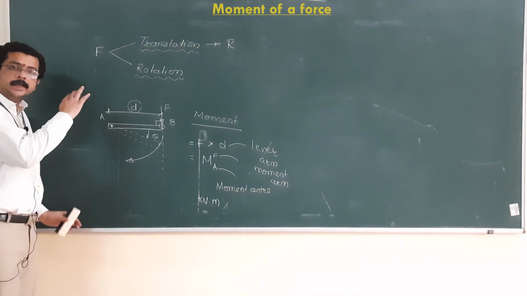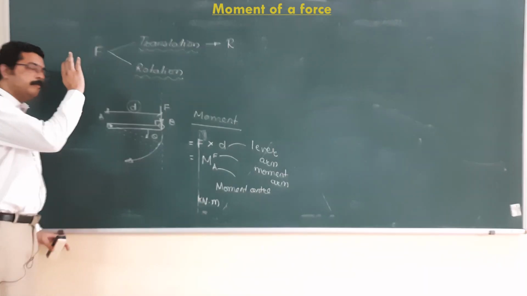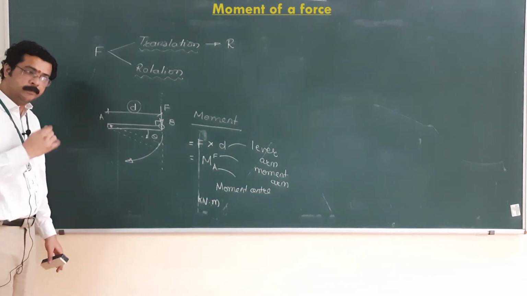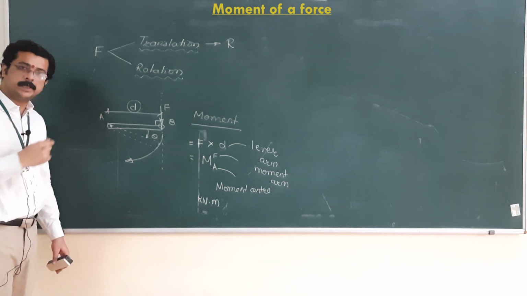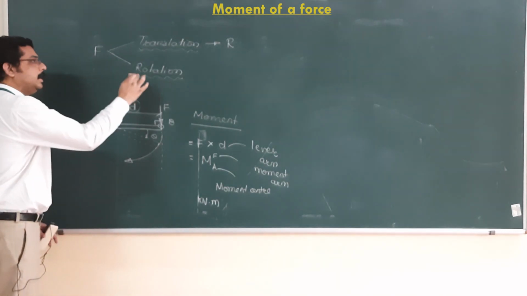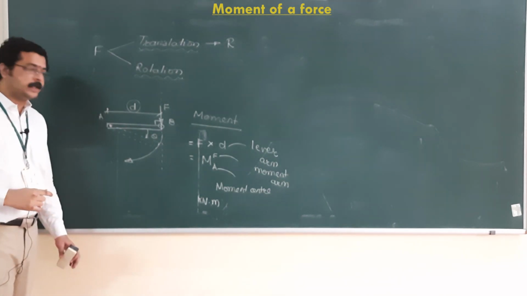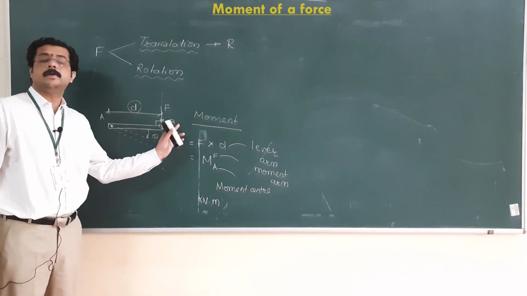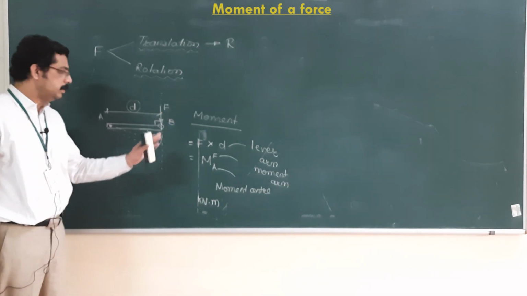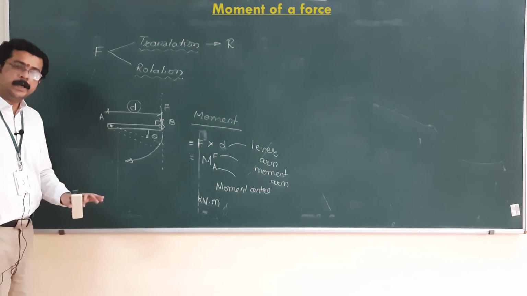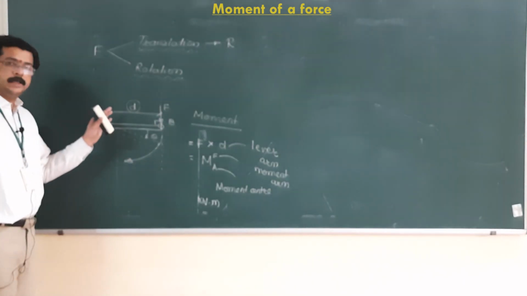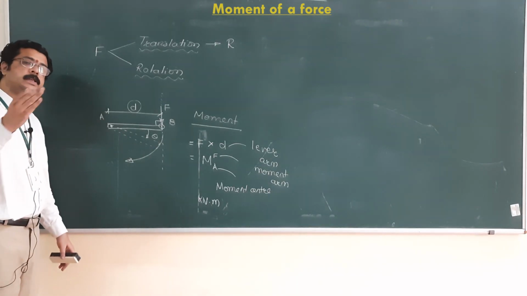Translational effect is quantified with the help of the magnitude of the resultant, from which we come to know in which direction that object will displace. Okay. And this rotational effect is taken care of with the help of moment. What is moment? Moment is the rotational effect which is produced by a given force about any given point.